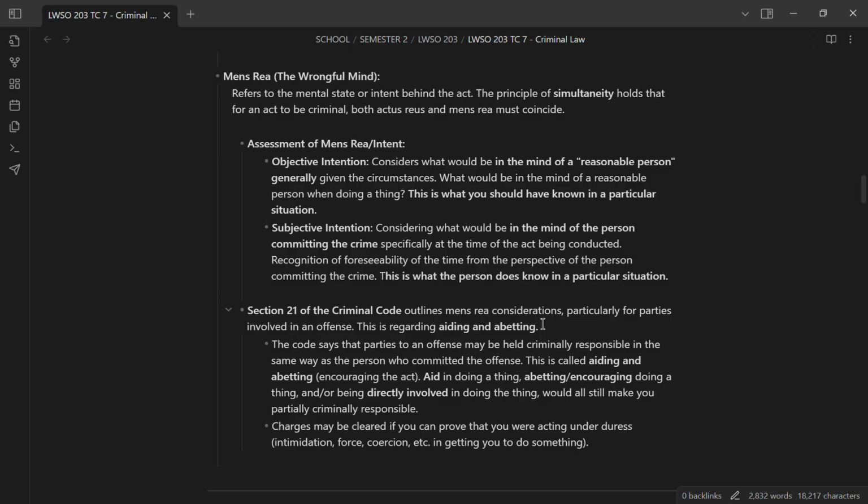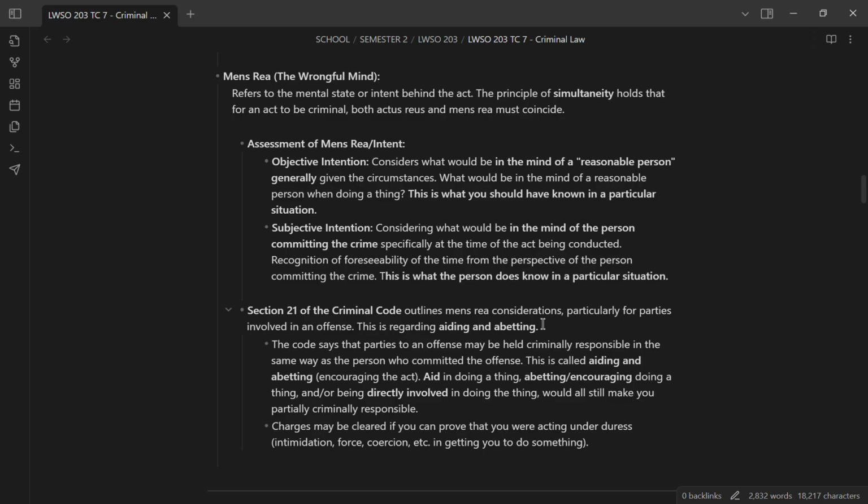So let's continue, right? So objective intention, we're considering what would be in the mind of a reasonable person given the circumstance, right? What would be in the mind of a reasonable person when doing that thing? This is what you, the person at large, the defendant, should have known or should have done in the particular situation, right? That's what objective intention is. This is what you should have known.